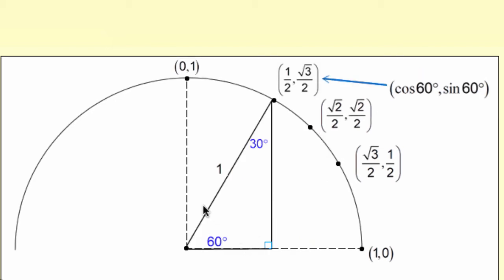Then for a 60-degree angle, it's the 30, 60, 90 triangle again, but the x and y values are switched. This time the length is 1/2 and the height is square root of 3/2. So the point on the unit circle for this triangle is 1/2, comma square root of 3/2. And that's cosine of 60 degrees, sine of 60 degrees.